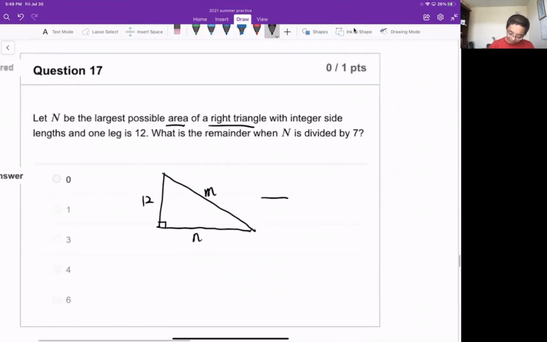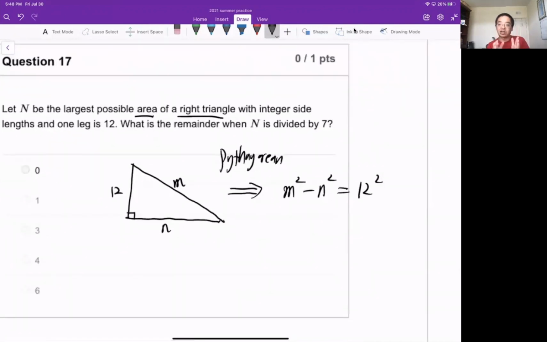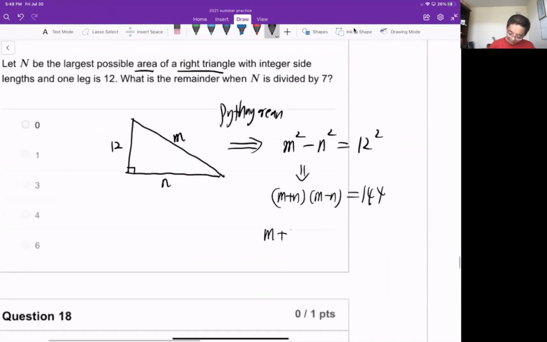Then by the Pythagorean theorem, we have m squared minus n squared equals 12 squared, or we say m squared equals n squared plus 12 squared. Now, at this point, we use one of the most important algebraic identities, which was mentioned before. So this equals m plus n times m minus n, which is 144. Because we assume they're all integers, we let m plus n equal a and m minus n equal b. So we have a times b is 144.